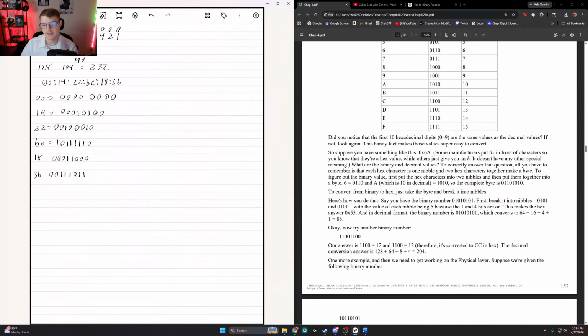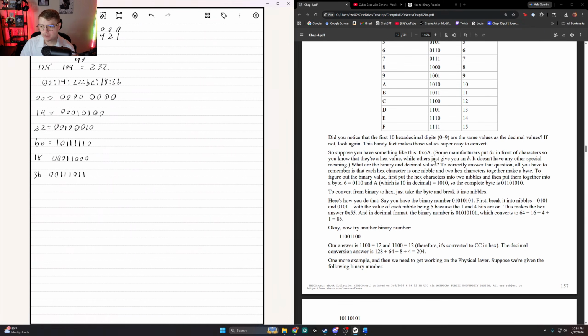So let's go back into the study guide. He says, did you notice that the first 10 hexadecimal digits, 0 through 9, are the same values as the decimal values? If not, look again. This handy fact makes those values super easy to convert. So suppose you have something like this, 0x6a.